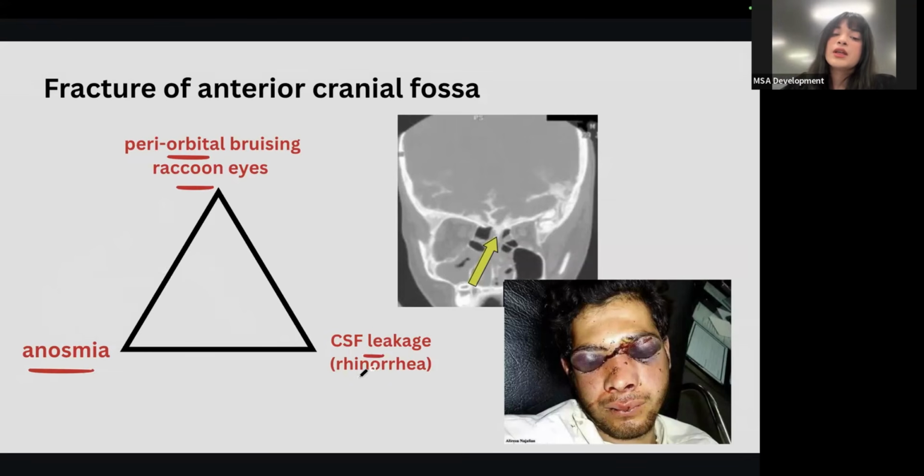CSF leakage. Now, basically, the cribriform plate and the ethmoid bone are connected to the brain by the meninges. So the meninges are going to rupture, then you're going to have CSF leakage down through your nose. So it's called rhinorrhea. And how will you test for the CSF leakage? It's a glucose positive transparent liquid.